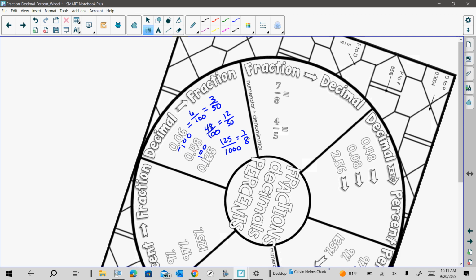And then to do fraction to a decimal, it's right in here. Numerator divided by denominator, okay? Numerator divided by denominator. So numerator is your top number. Denominator is your bottom number. So this is 7 divided by 8. This comes out to be 0.875. You have to record all digits.